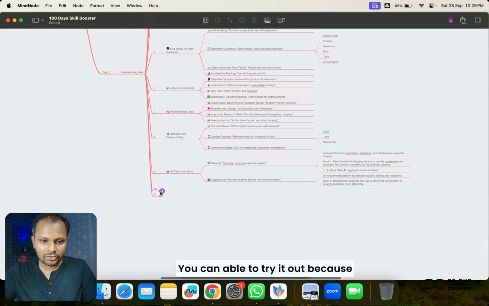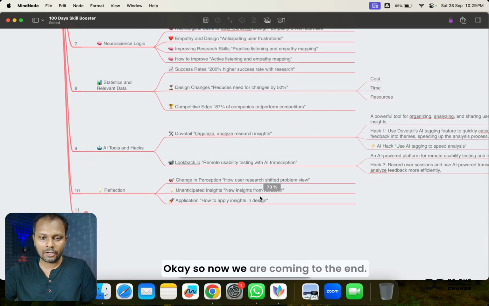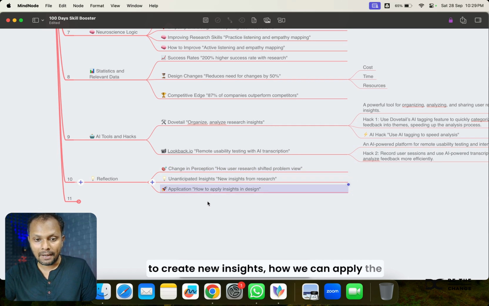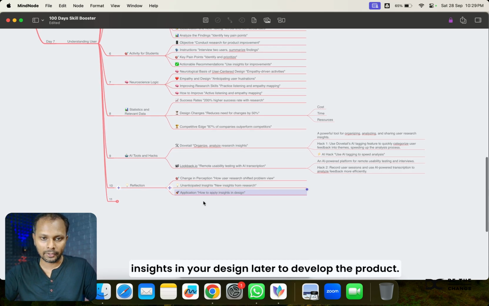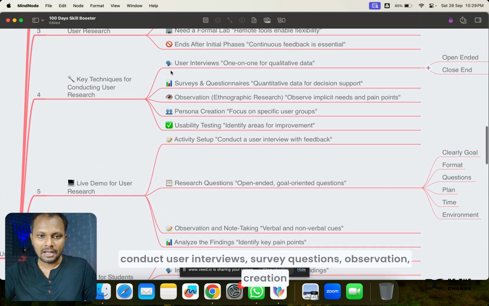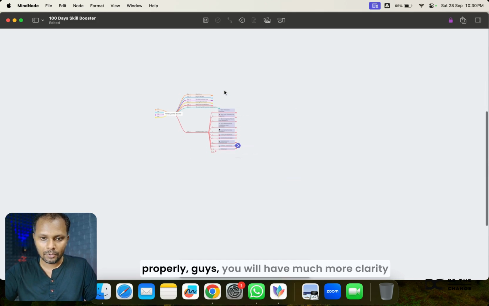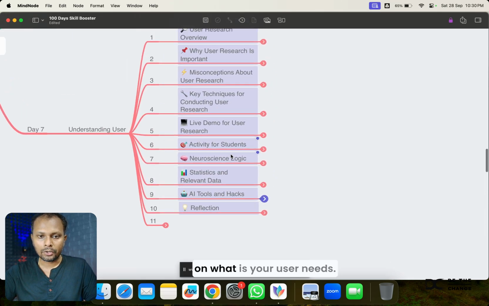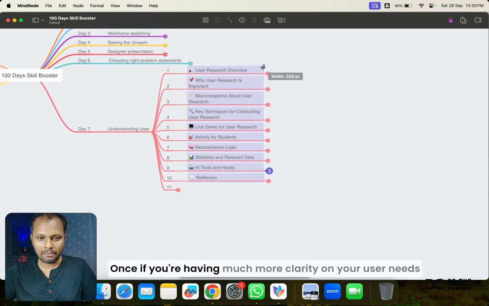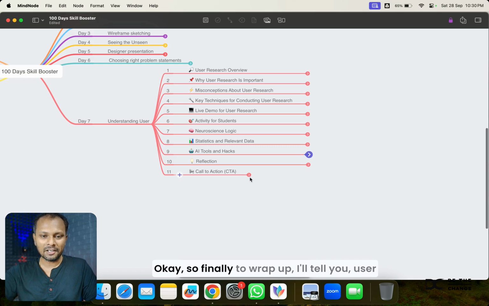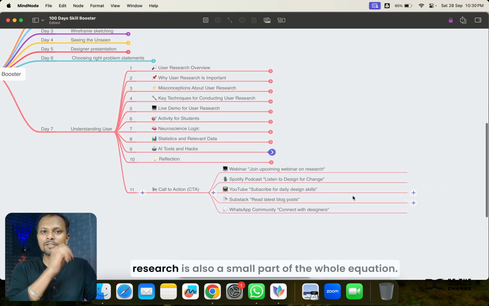You can try it out because AI tools are nowadays very, very prominent. Okay, so now we are coming to the end, guys. Please reflect on this learning: how to do user research, how you can create new insights, how you can apply the insights in your design later to develop the product. The most important thing is to conduct user interviews, survey questions, observation, creation of persona, and then usability testing. The moment you do all these things properly, guys, you will have much more clarity on your user needs. Once you have much more clarity on your user needs, then you can go and develop your product.